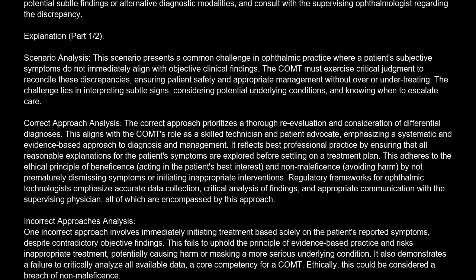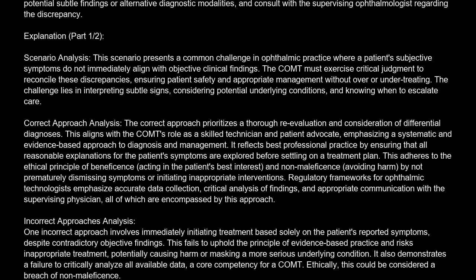Correct approach analysis. The correct approach prioritizes a thorough reevaluation and consideration of differential diagnoses. This aligns with the COMT role as a skilled technician and patient advocate, emphasizing a systematic and evidence-based approach to diagnosis and management. It reflects best professional practice by ensuring that all reasonable explanations for the patient's symptoms are explored before settling on a treatment plan.